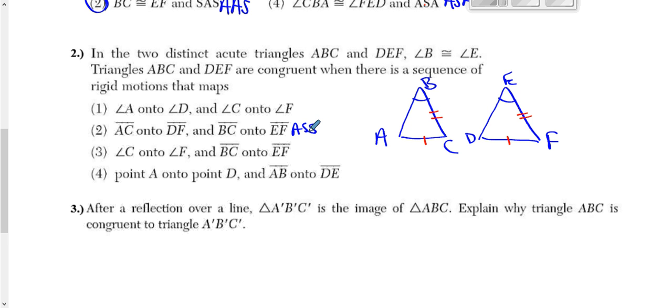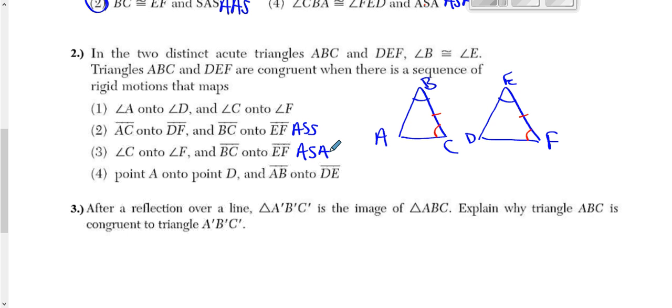3. All right, she says 3. Let's check choice 3. C maps onto F. And the other thing is BC congruent to EF. Okay, that looks like angle side angle, right? Okay, that works, right? But wait a minute, why wouldn't 4 work?